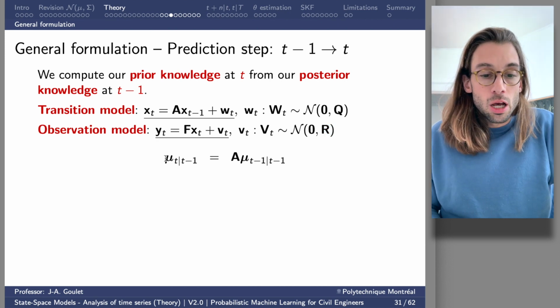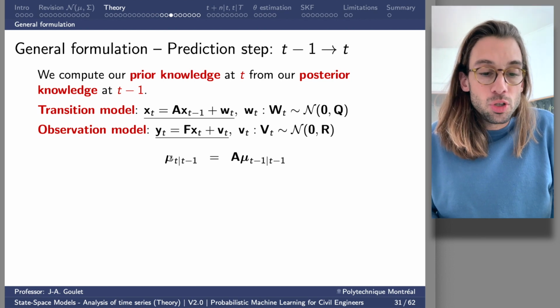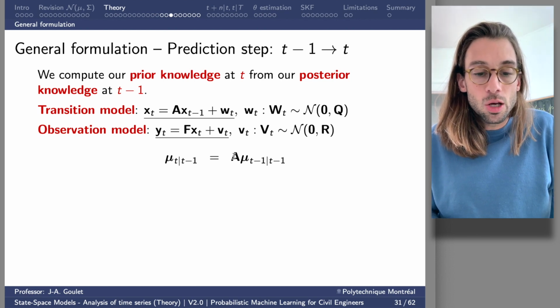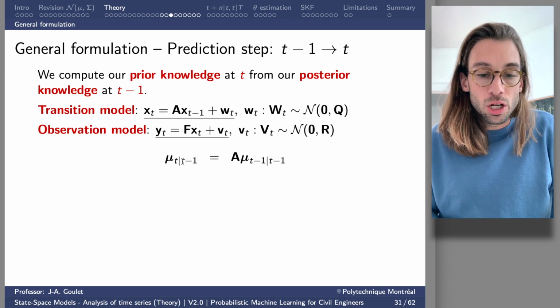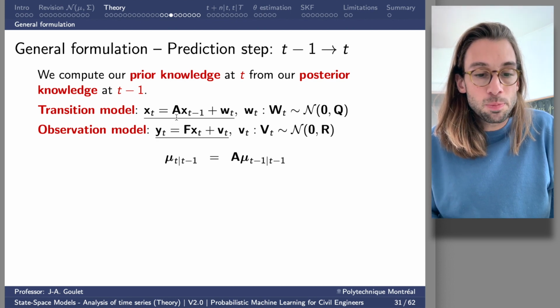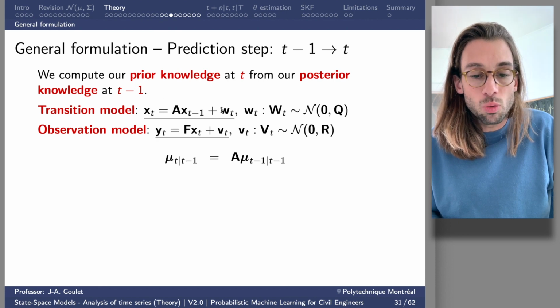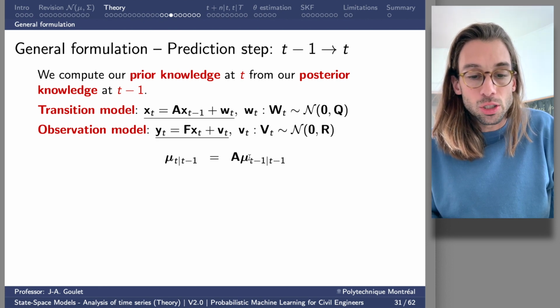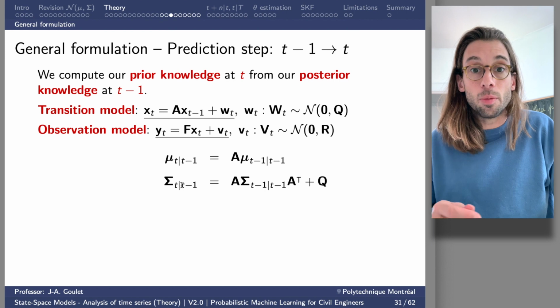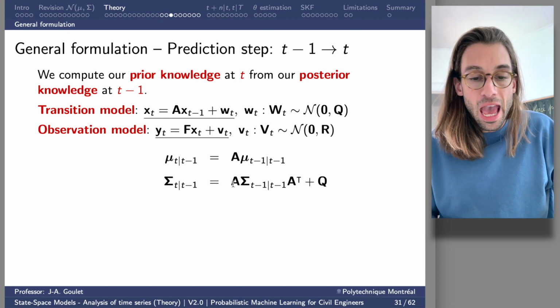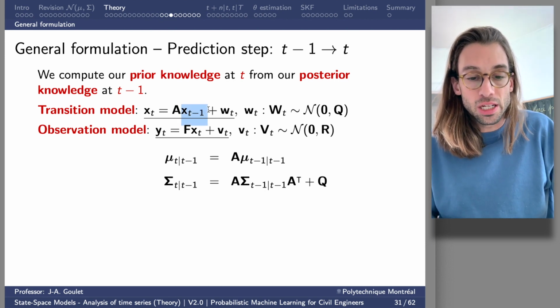So here, my expected value, mu t given t minus 1, is going to be equal to A mu t minus 1 given t minus 1. I'm simply taking my expected value evaluated in that process, where I only have A mu t minus 1 given t minus 1, my posterior expected value for xt minus 1, given that the expected value for wt is 0. My covariance at time t, given all the data up to t minus 1, is going to be A times my prior covariance for xt minus 1.